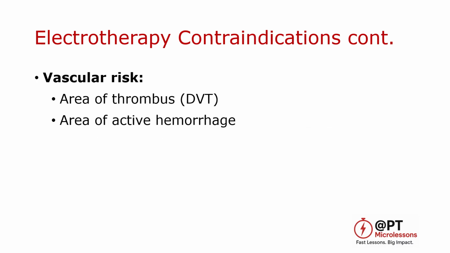Finally, consider vascular risks. Electrotherapy is contraindicated over an area of thrombus, such as a deep vein thrombosis. This is due to the risk of dislodging the clot. It is also contraindicated over areas of active hemorrhage. Stimulation may increase blood flow and worsen bleeding. In these situations, electrotherapy should be avoided.